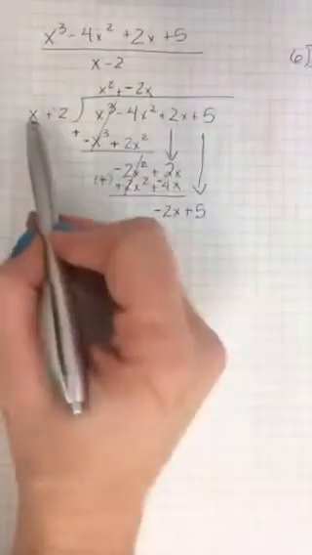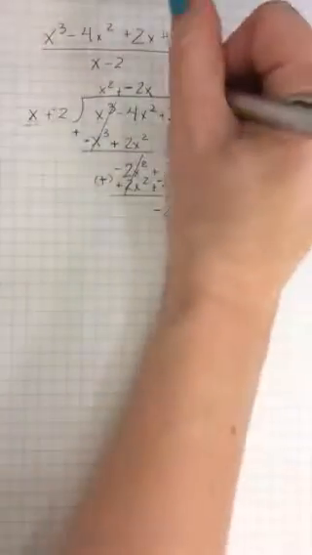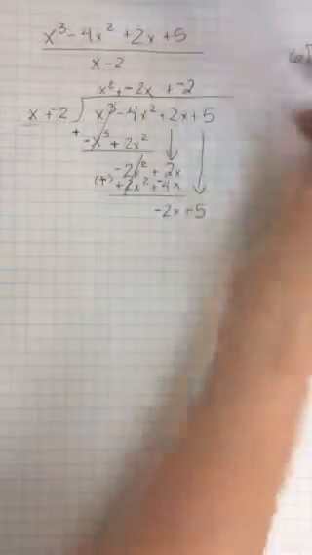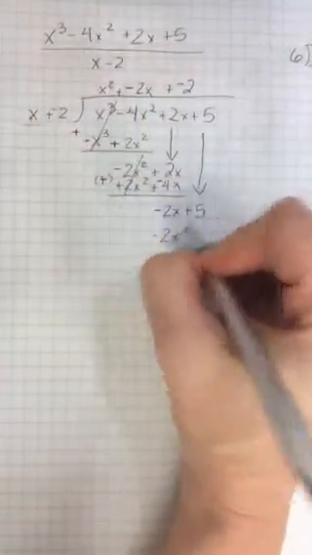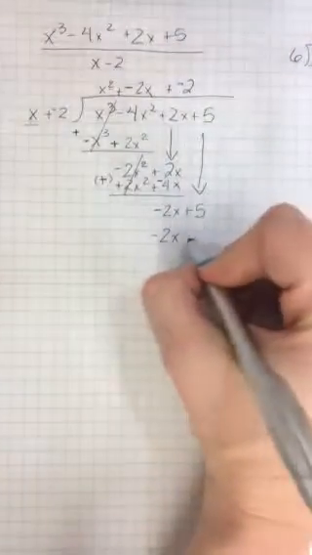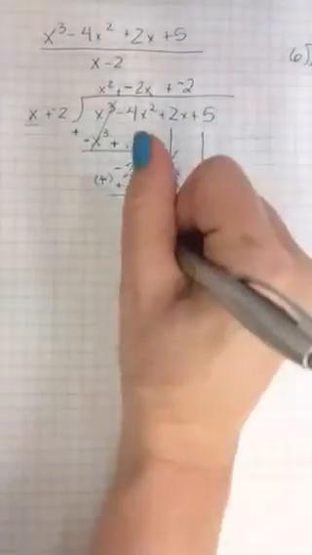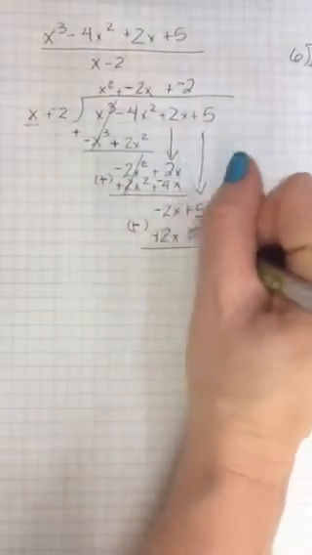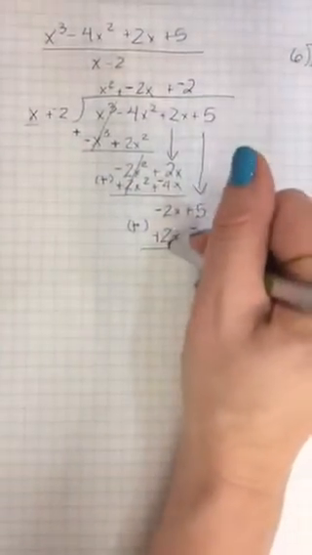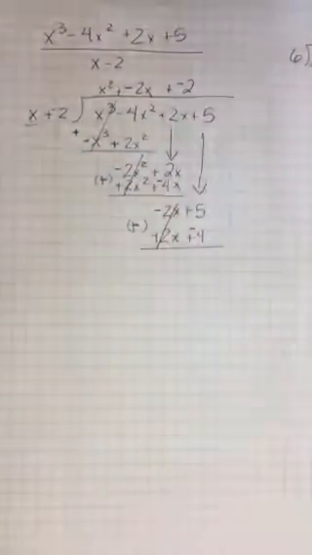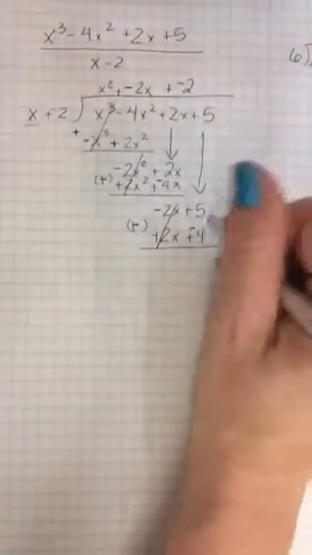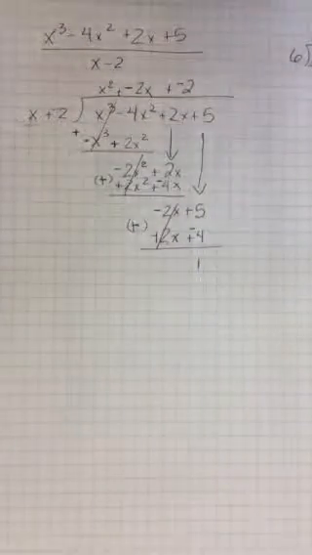What times x would give me negative 2x? That's going to be negative 2. Negative 2 times x is negative 2x. Negative 2 times negative 2 is positive 4. Subtract, which means add the opposite. Negative 2x plus 2x simplifies out. 5 plus negative 4 is 1.